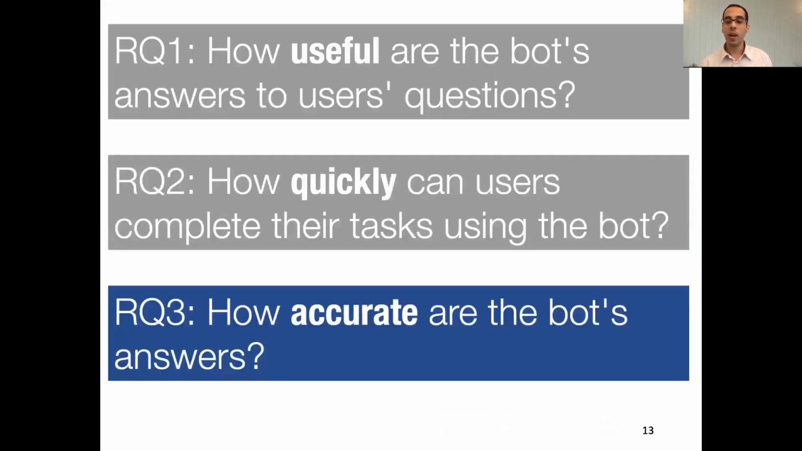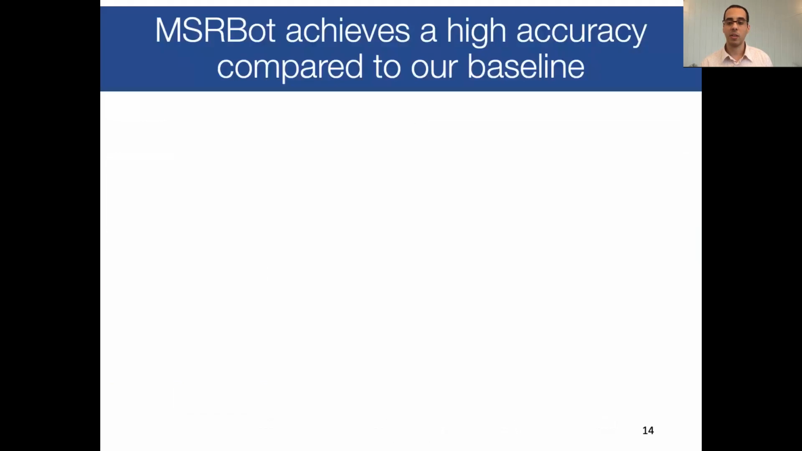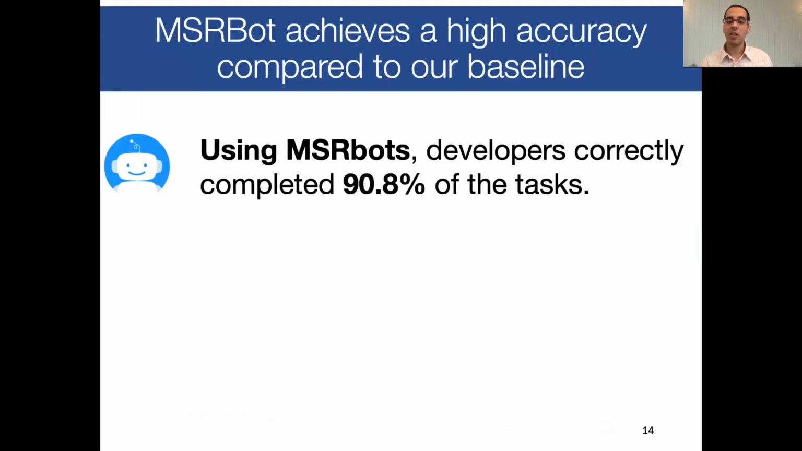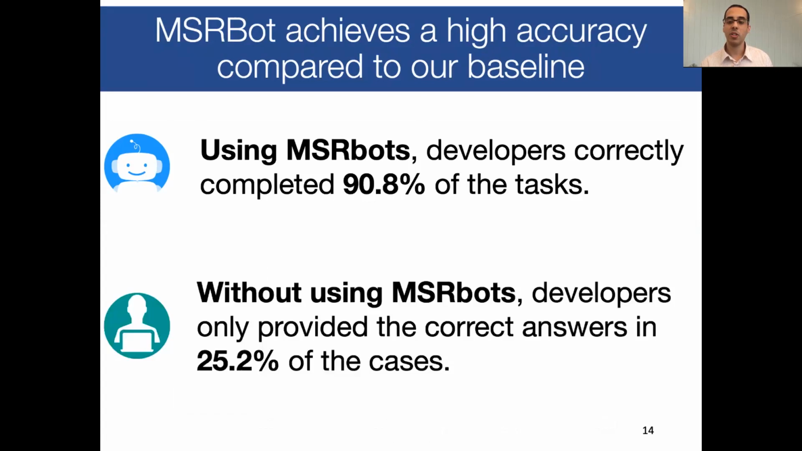Finally, we evaluate the accuracy of the MSRBot because it's critical that the bot returns correct results. The results show that the MSRBot achieves an accuracy of 90% in answering the user's questions, which is higher than the baseline accuracy of 25%.